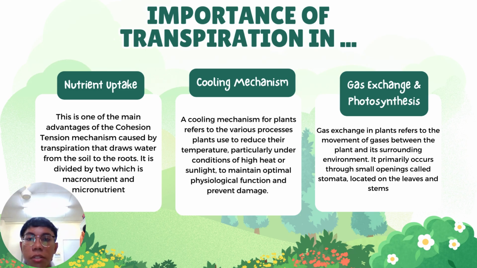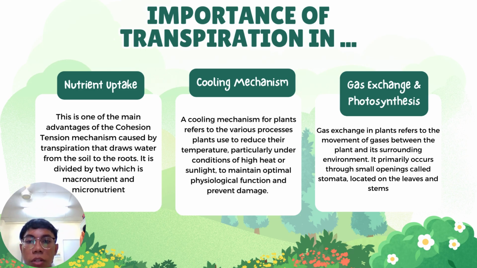Importance of transpiration. First is nutrient uptake. This is one of the main advantages of the cohesion-tension mechanism caused by transpiration that draws water from the soil to the roots. It is divided into two, which are macronutrients and micronutrients.